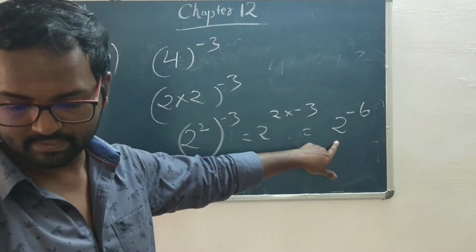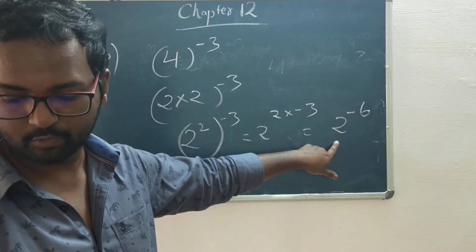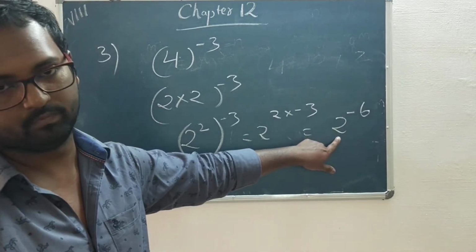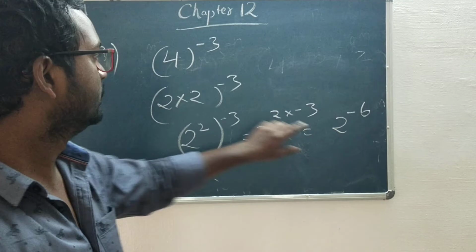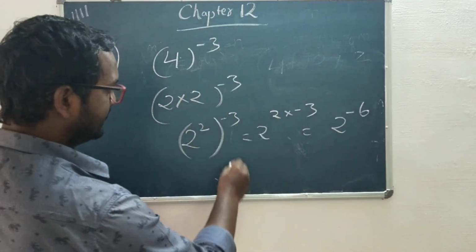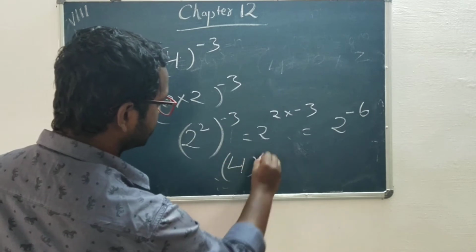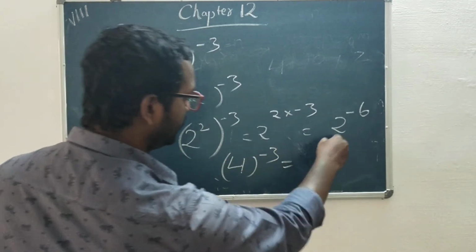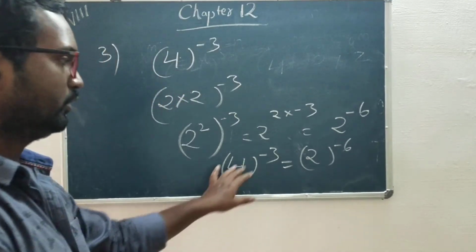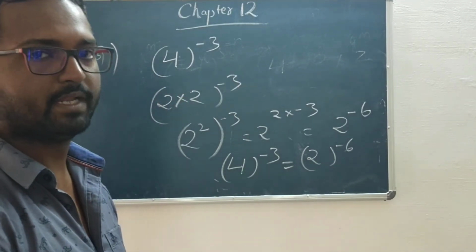Okay. So this is what they have said: express 4 to the power minus 3 as a power with base 2. So you can also say, what does this represent? This represents that 4 to the power minus 3 is actually equal to 2 to the power minus 6.